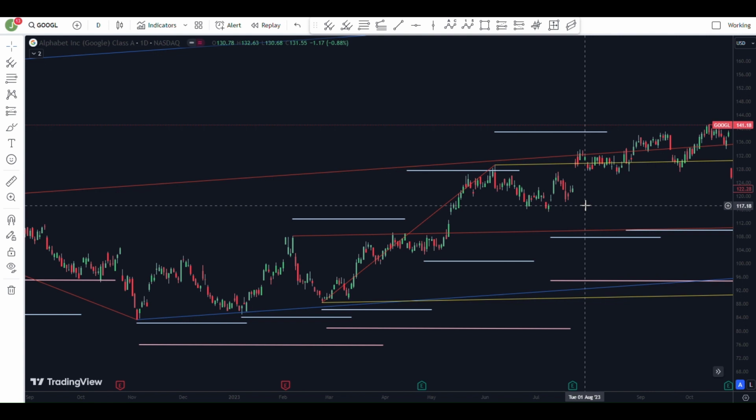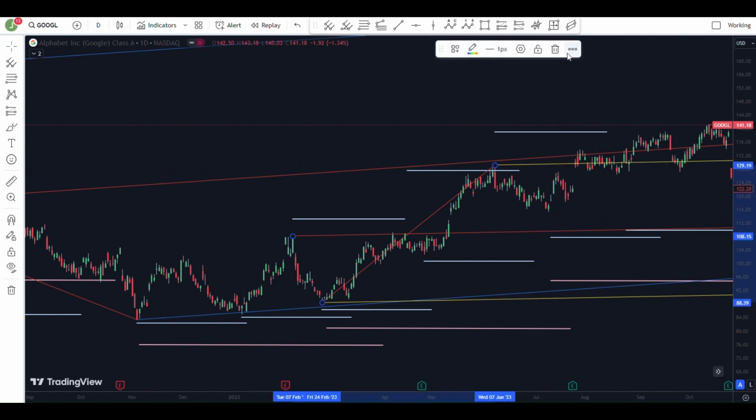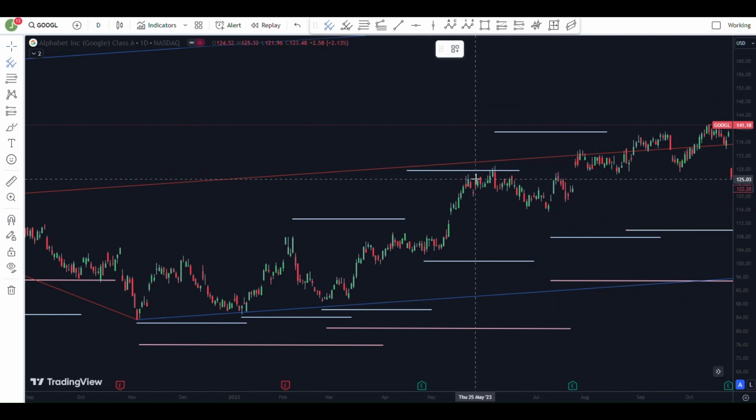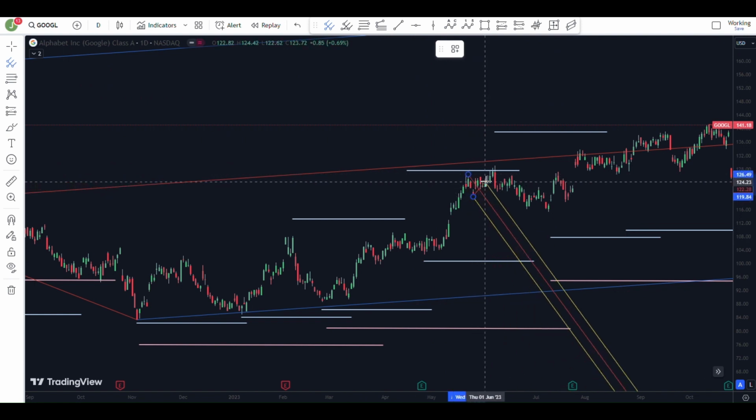This is a good example just to show that it does not always work. Nothing in trading works 100% of the time, but that doesn't mean it can't be helpful. What was still helpful here, if we get rid of this median line set, is the correction or the trend for the correction.